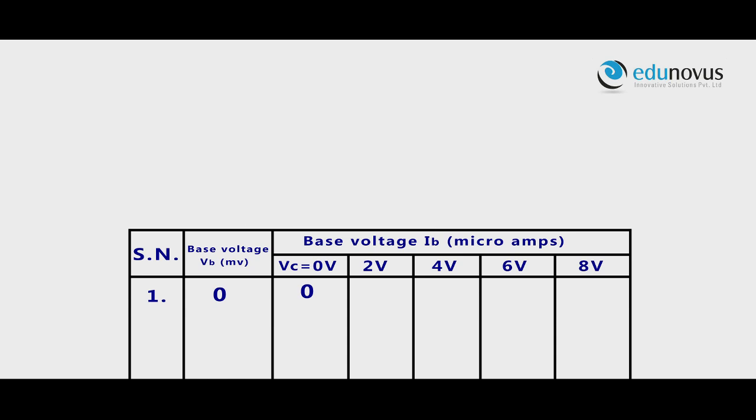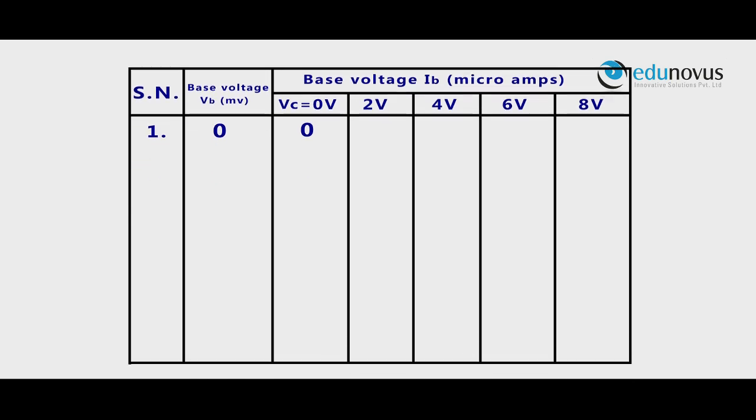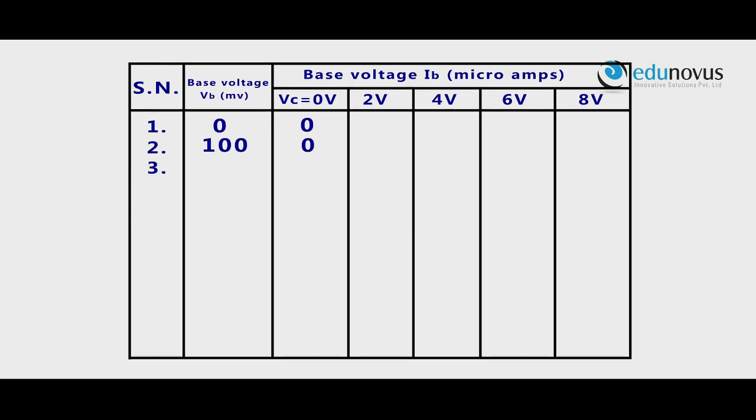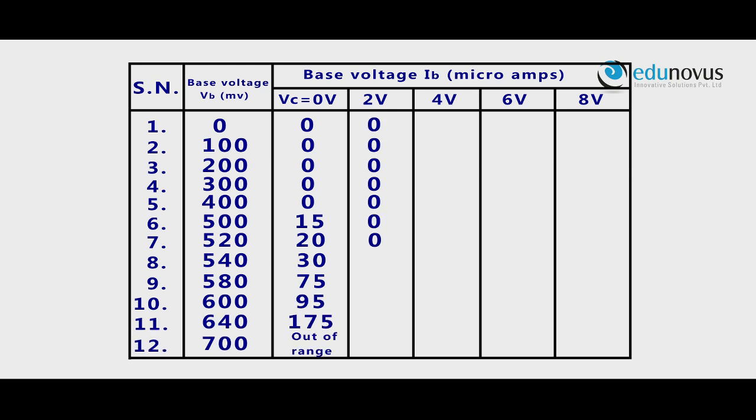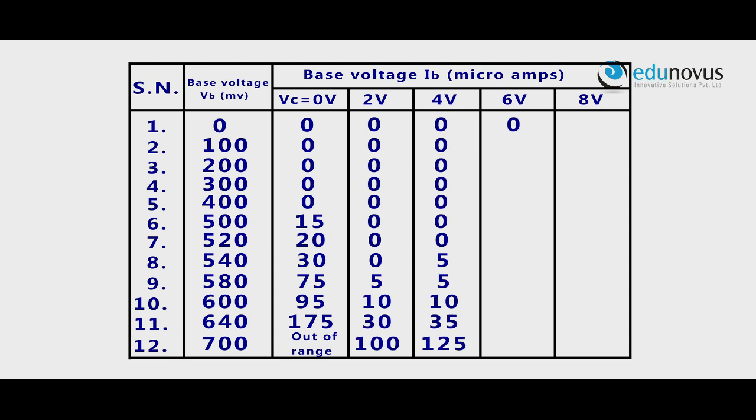Now, keeping the collector voltage constant, we increase the base voltage and note down the readings of base current IB. Similarly, for constant collector voltage VC of 2 volts, 4 volts, 6 volts and 8 volts, the values of base current IB are as follows.